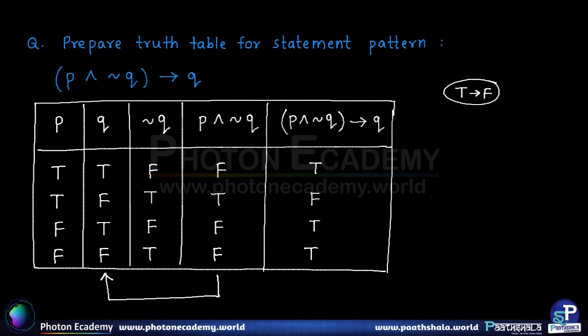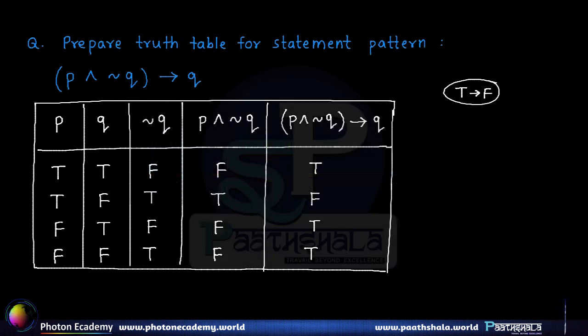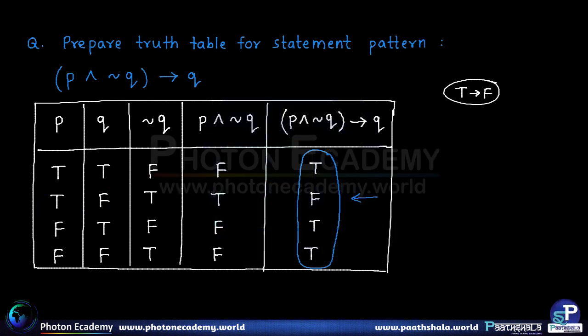Okay. So this is the truth table of the given statement pattern, and the last column gives us the information about when the final statement pattern is true and when it is false. So we come to know that it is false only in the case when P is true and Q is false, and in all other cases it is true. Okay, so that is the meaning of preparing a truth table for a given statement pattern.